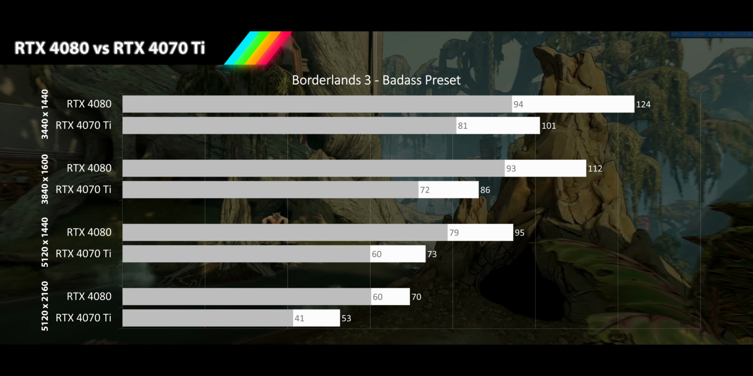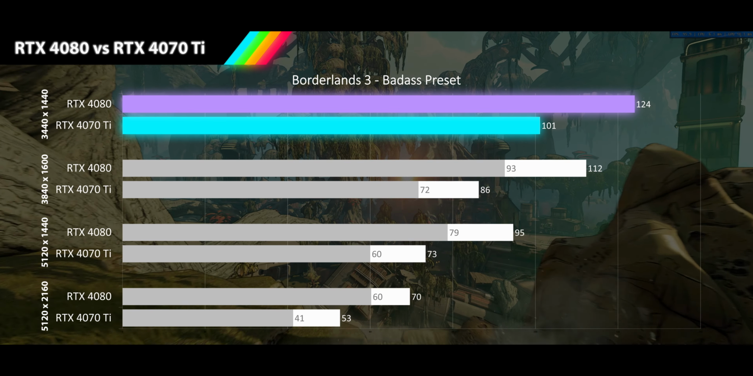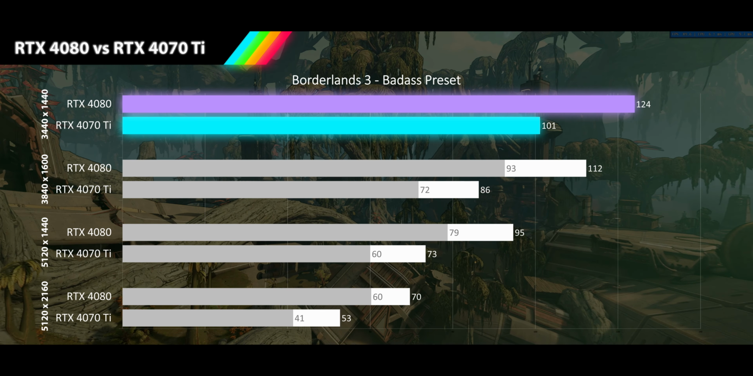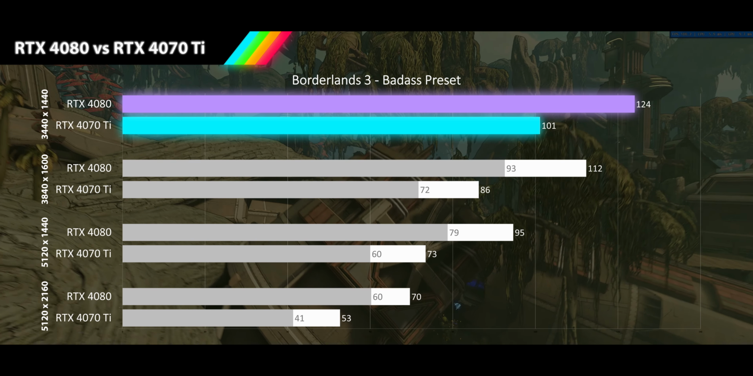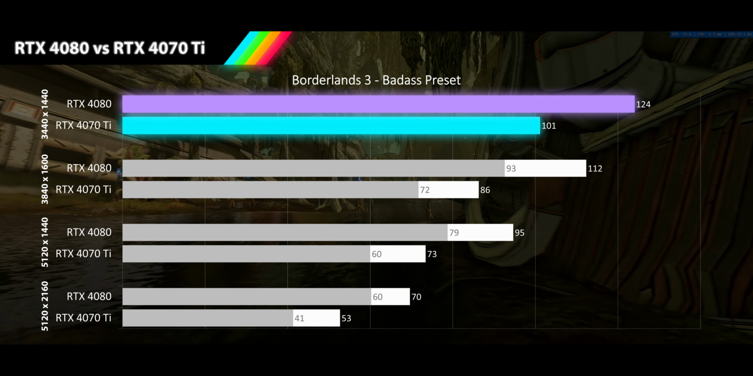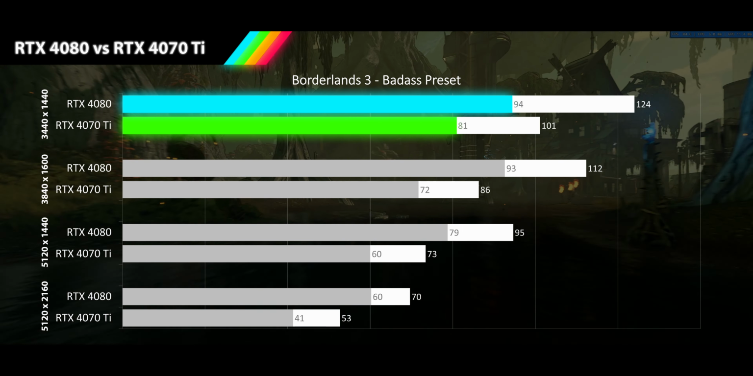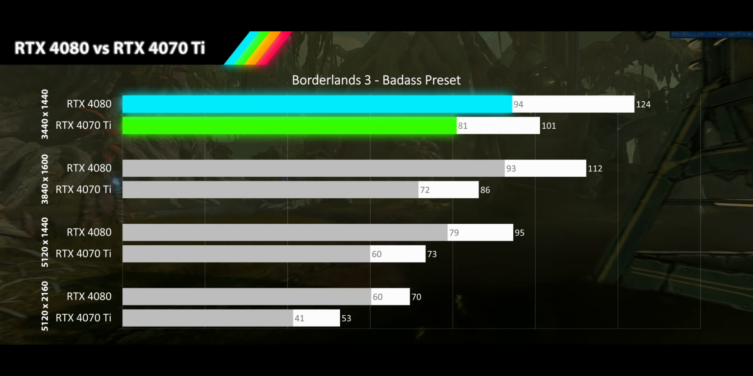We see another pretty decent performance out of both cards. At our most popular 3440 by 1440p ultrawide, we see the 4080 getting a very high refresh rate of 124 FPS, only 23% faster than the 4070 Ti's 101 FPS. The 4080 is only 17% faster than the 4070 Ti in the 1% lows.